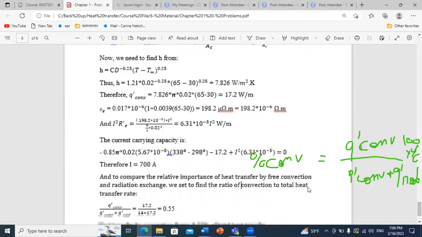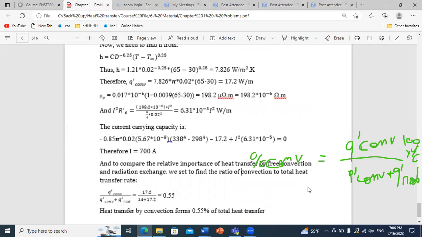If we look at the numbers here, we can see that we have 55%. Here it's just a typing error. You got 0.55, which is equal to 55%. So 55% of the heat is released by convection and 45% by radiation. So both are important parameters. We cannot consider that either of the two is negligible compared to the other.